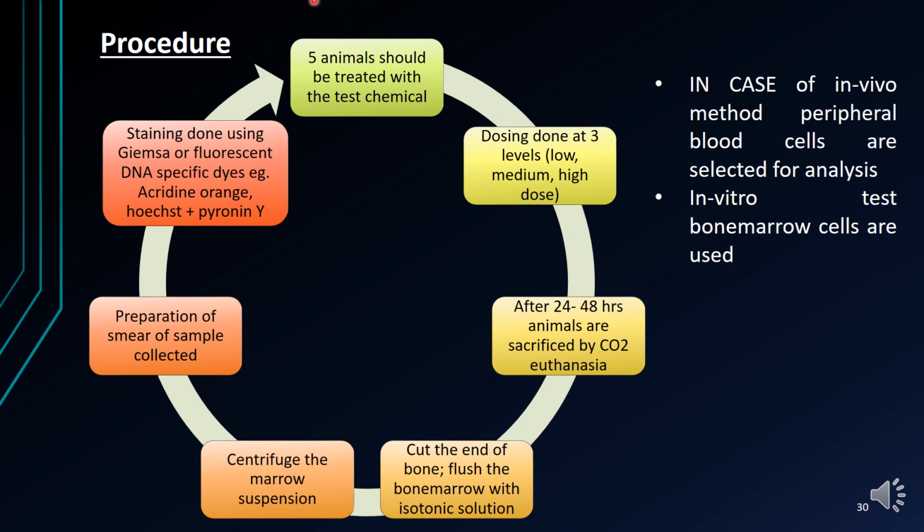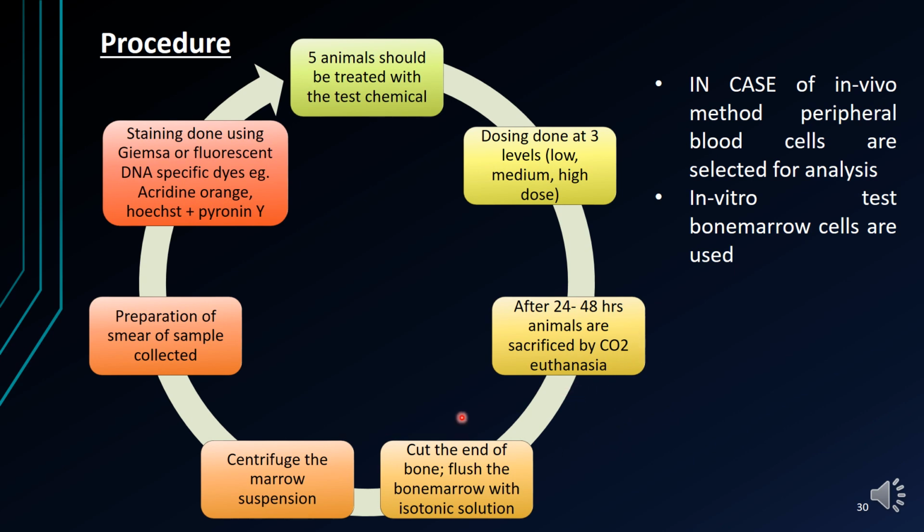So this is the detailed procedure for the chromosomal aberration test in the bone marrow cells. We have to select at least 5 animals, and they are treated with a test substance. Here we select the dose as low, medium, and high. After this treatment, after 24 to 48 hours, animals are sacrificed by CO2 euthanasia.